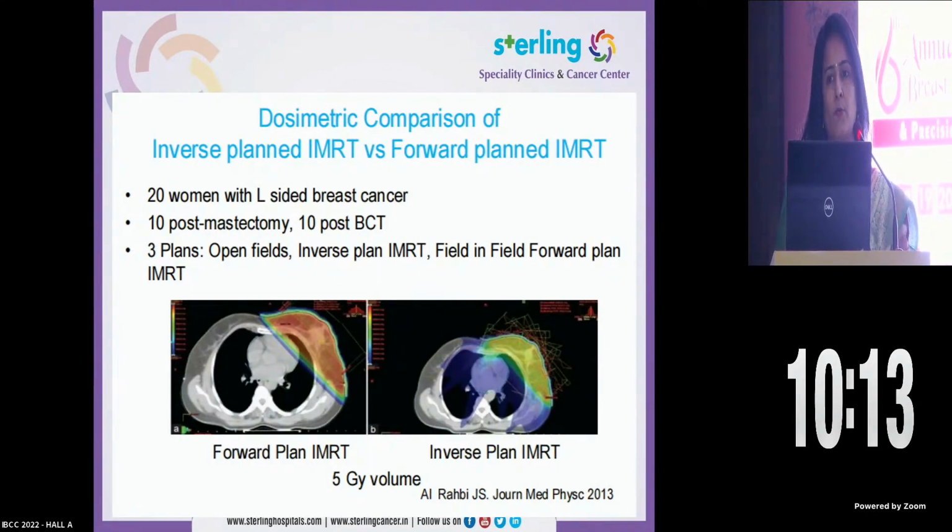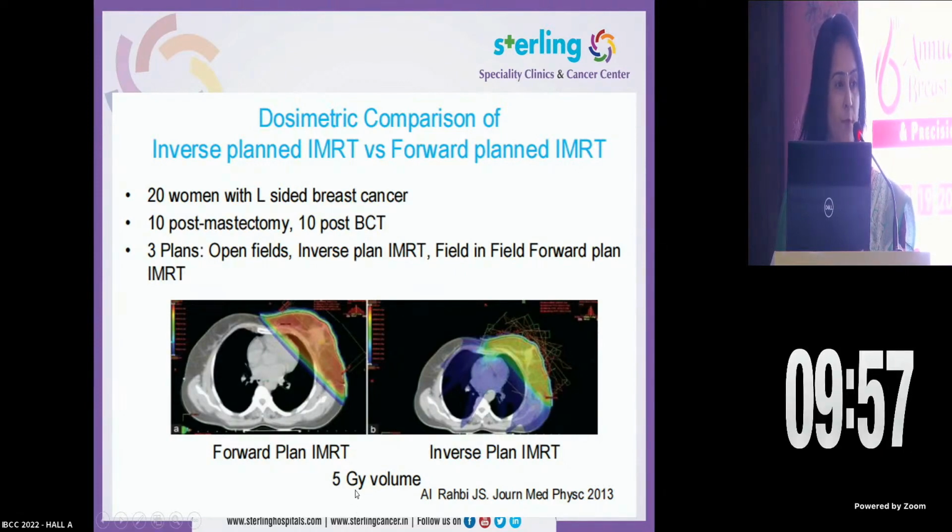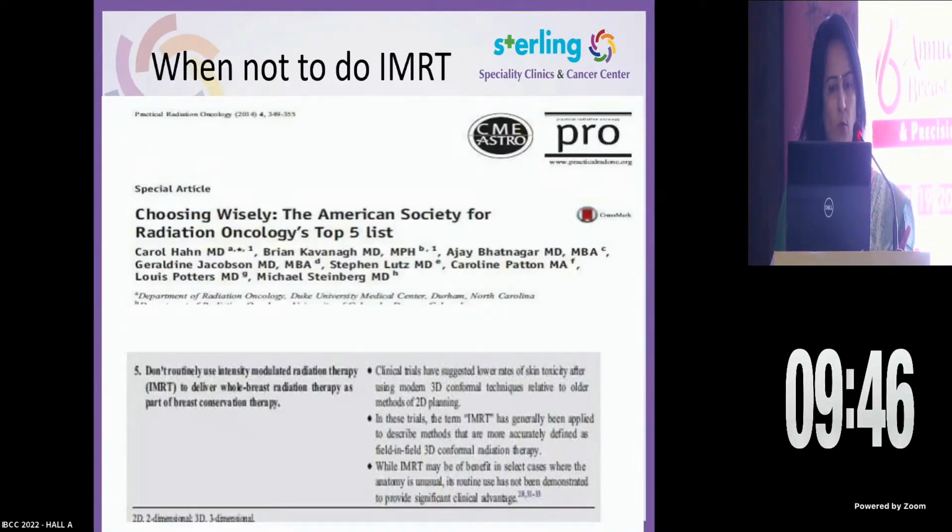What we realized, and what the scientific literature showed, is that forward IMRT shows better dose coverage as compared to inverse IMRT, for the reason that apart from having a homogeneous dose distribution to the target as well as lesser dose to the critical structures, there was a concept called the 5 gray volume. That is the volume which receives 5 gray. And it was realized that in the forward plan IMRT, the 5 gray volume was less. So if we talk about IMRT, it is the forward IMRT which is far better than the inverse IMRT.